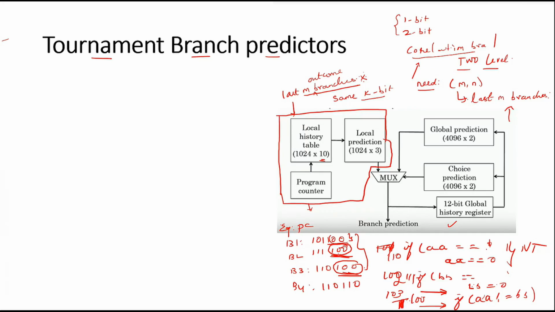Now, the additional hardware that is essential for tournament branch predictors: we have the local history table, the program counter and the local prediction. This is from correlations. Apart from that, we have three more components: the 12-bit global history register, the global prediction, and the choice prediction. These three are added to the tournament branch predictors.